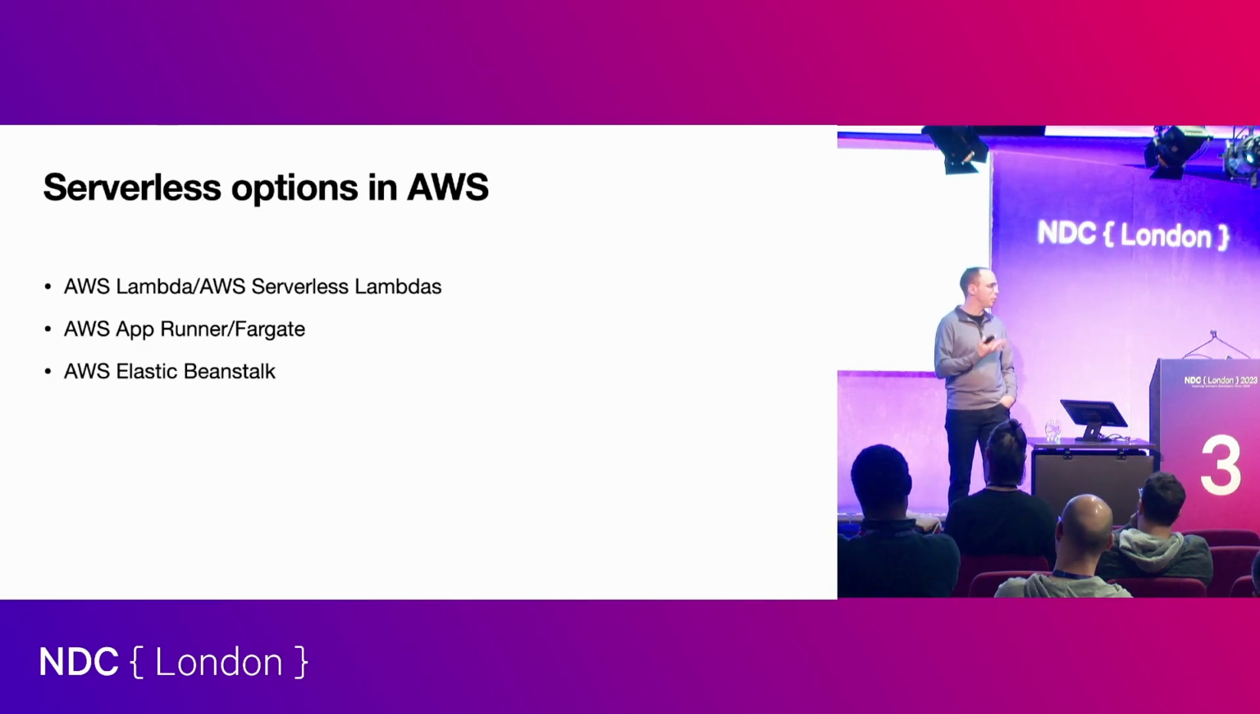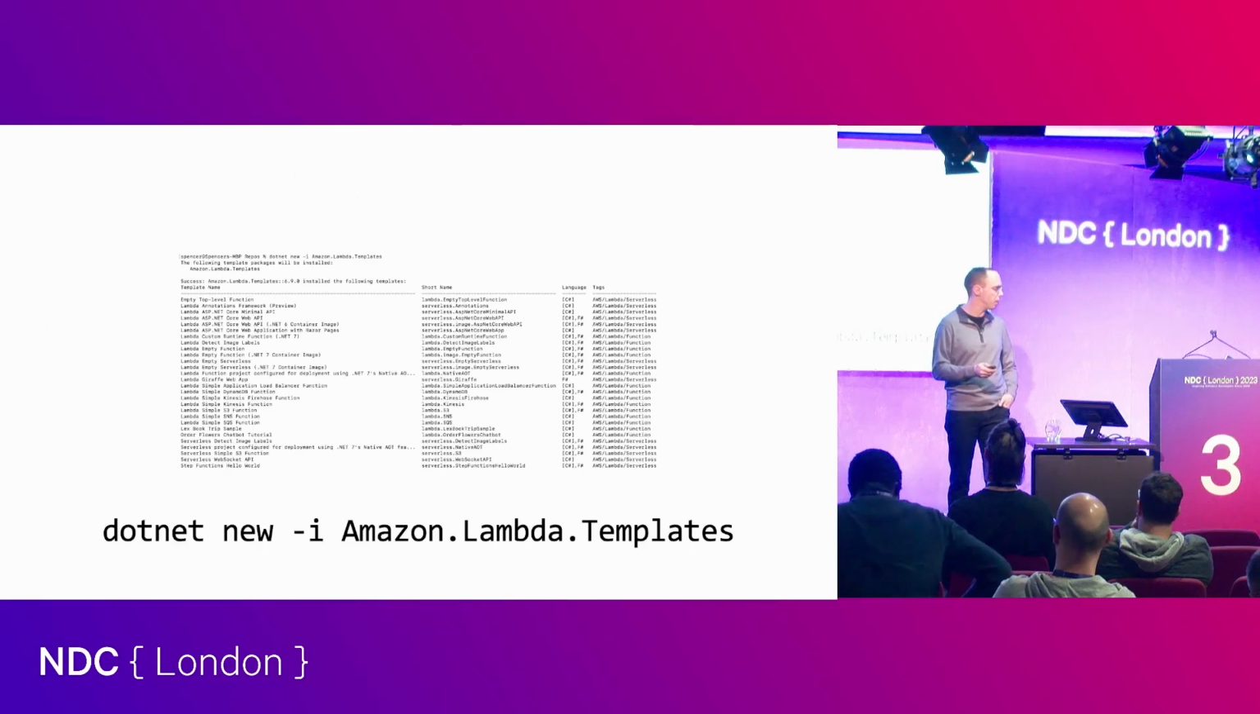So serverless in AWS, we have Lambdas. We have Serverless Lambdas, which is a slightly different flavor, which we'll talk about. App Runner and Elastic Beanstalk. I will tell you that I did the Lambda development experience part. I did not do any of the container stuff inside of AWS. But we'll talk about the parallels between all the cloud platforms, right?